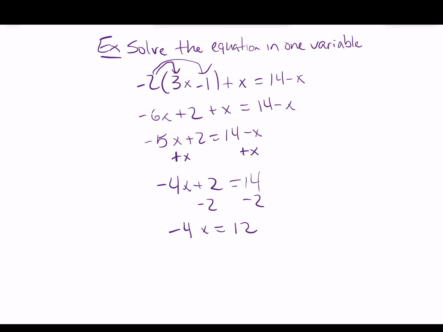Now we can multiply by the reciprocal of the coefficient negative 4 or divide by negative 4 on both sides. The negative 4's cancel, and x is equal to 12 over negative 4, which is negative 3. So x equals negative 3 is our solution.